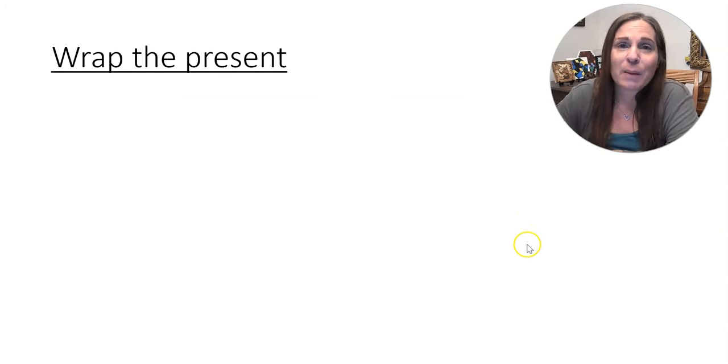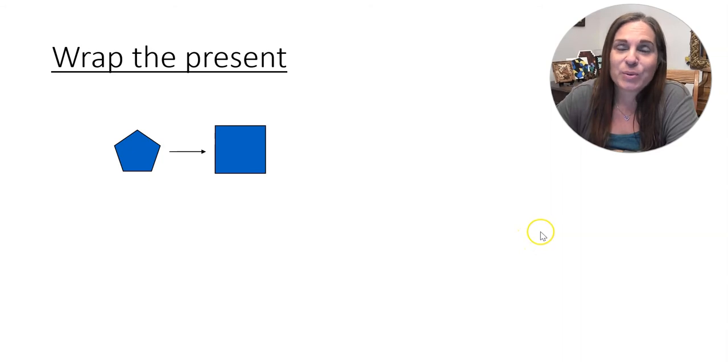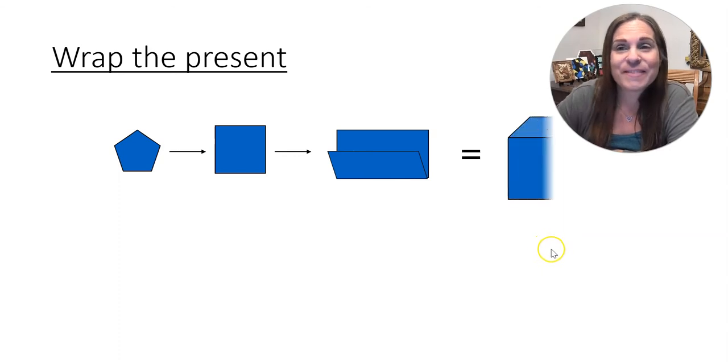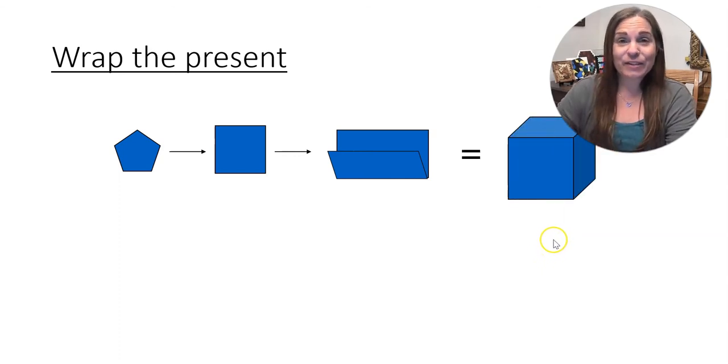So when you wrap a present, you start with the toy. You put that toy in a box. Then you put wrapping paper around the box. And then you have your completed gift. And you're ready to hand it off to the deserving recipient.